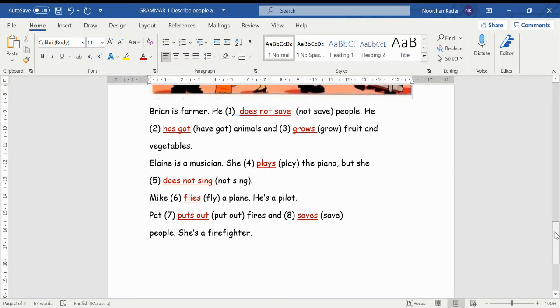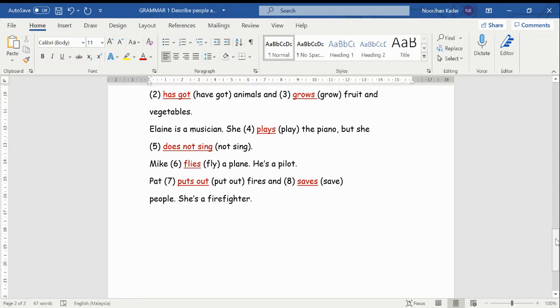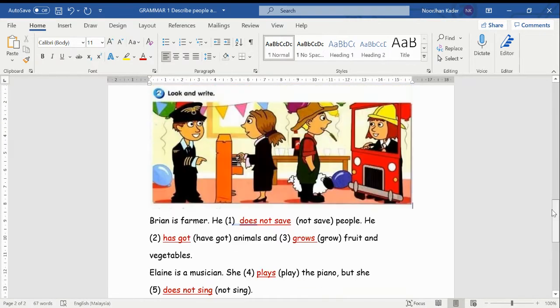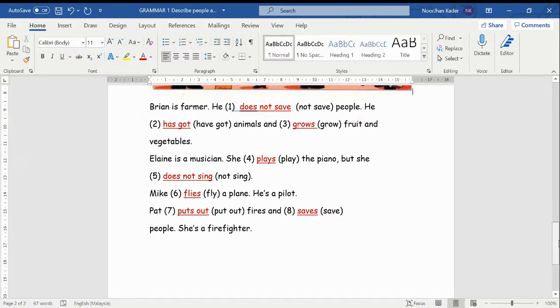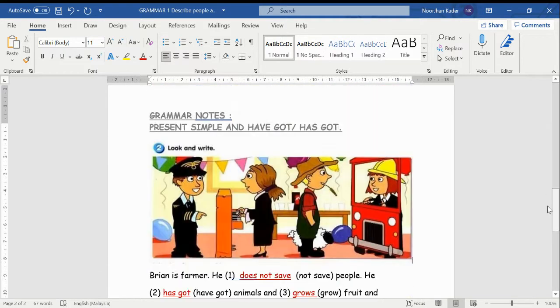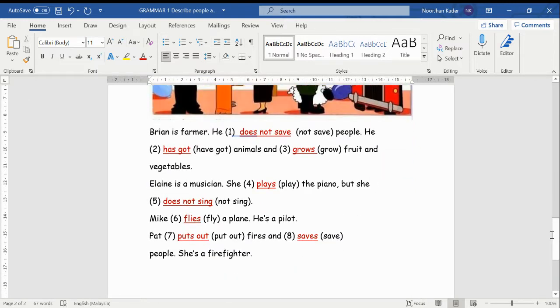So Pat puts out fire. That is the nature of her job. Okay, she's a firefighter. So what does she do? Pat puts out fires. You can very well understand that she's a firefighter. She puts out fires because this is the red color truck, or we call it a fire brigade. So she puts out fires and saves people.